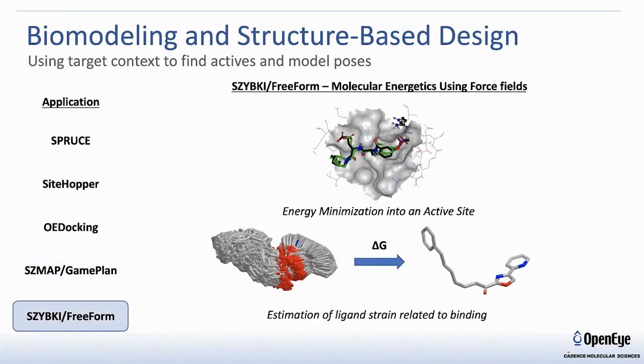And finally, I want to talk about the application SZYBKI and its companion application Freeform. SZYBKI is really all about molecular energetics using force fields, and SZYBKI can be used for such tasks as minimizing small molecules into an active site, and its companion application Freeform can be used for estimating the delta G of binding and the ligand strength associated with taking a small molecule in solution and binding it to a protein target of interest.